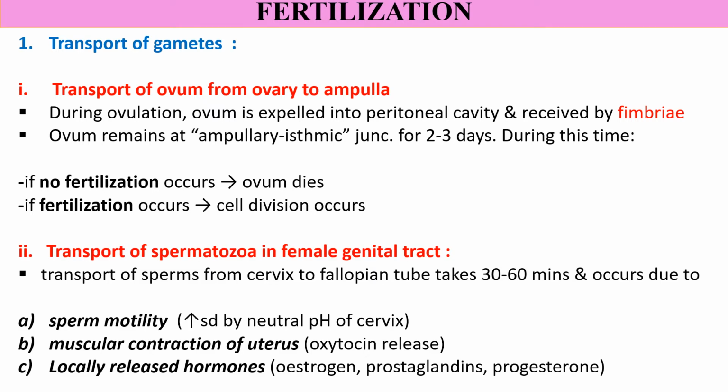Now, in case of spermatozoa, after ejaculation, millions of sperms get deposited in the vagina. Within 30 to 60 minutes, they reach the fallopian tube due to their motility. The sperm motility is enhanced by the muscular contractions of the uterus due to release of oxytocin hormones and also due to other locally released hormones like estrogen and prostaglandins.